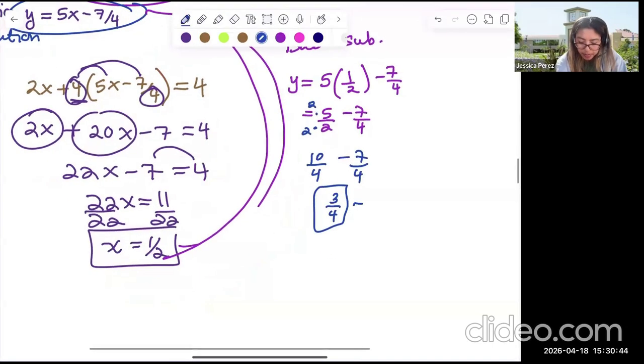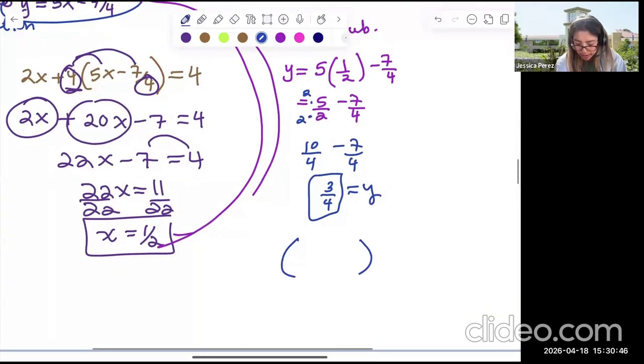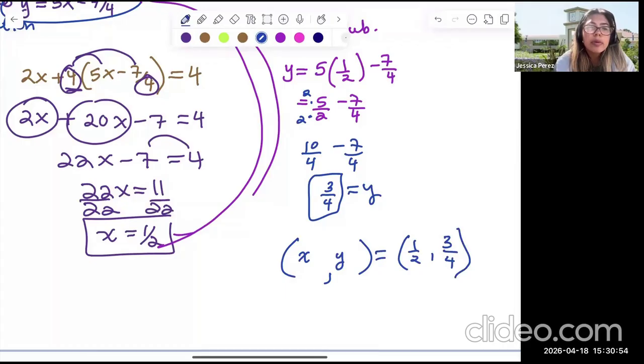So then this becomes my y term. So my solution is the point x, y. In this case, my x is 1/2, and my y is 3/4. Again, this will make a unique solution of my system of equations.